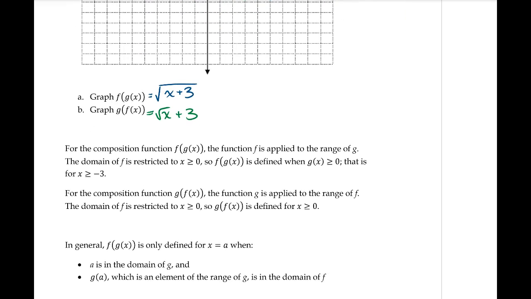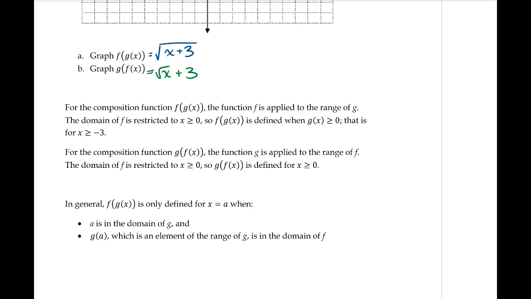So here are some rules that you can use. For the composition function f of g of x, the function f is applied to the range of g. The domain of f is restricted to x greater than or equal to 0. So f of g of x is defined when g of x is greater than or equal to 0. That is when x is greater than or equal to -3.